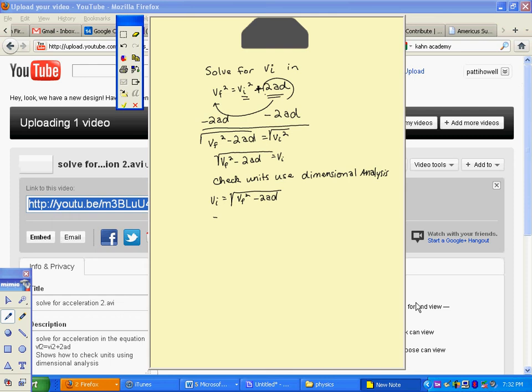Now, initial velocity is going to be measured in meters per second. So whatever we have under here, we need to make sure that we end up with those units, meters per second. I'm just checking units, so I'm not going to add any numbers. Final velocity is measured in meters per second. Acceleration, meters per second squared, and distance in meters.